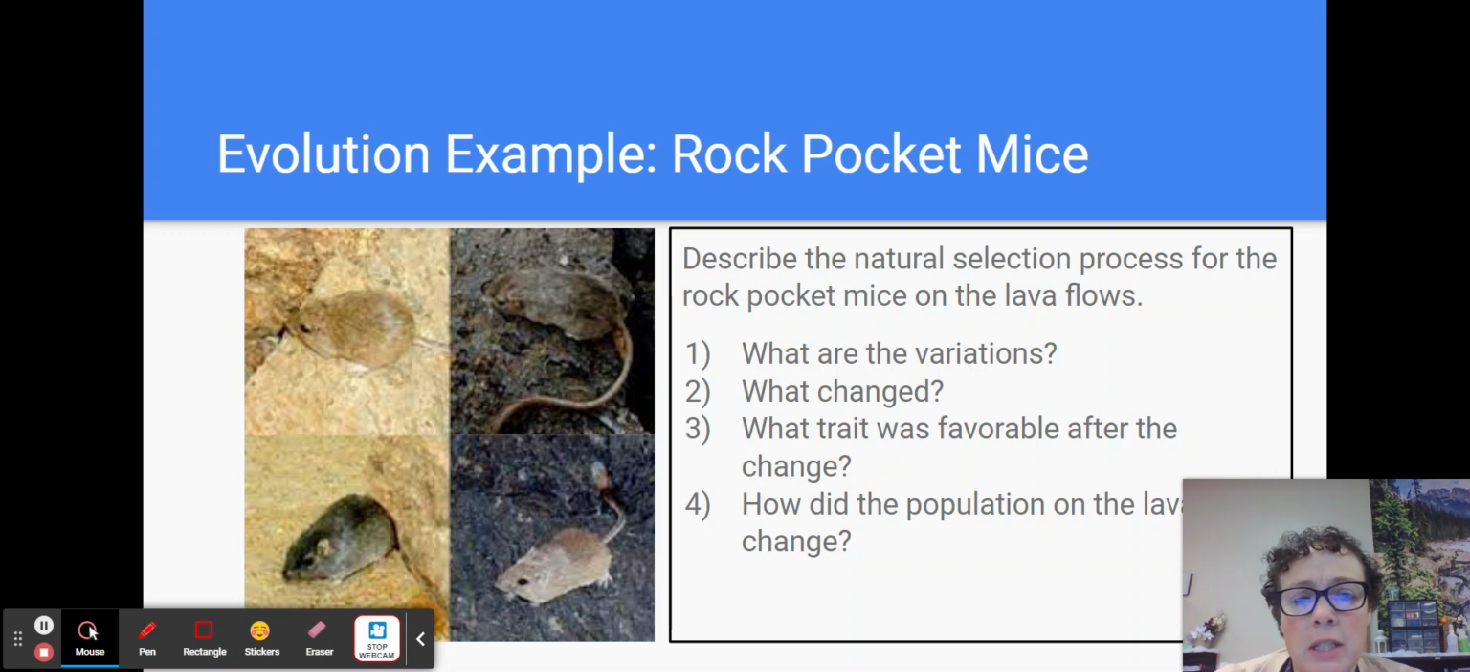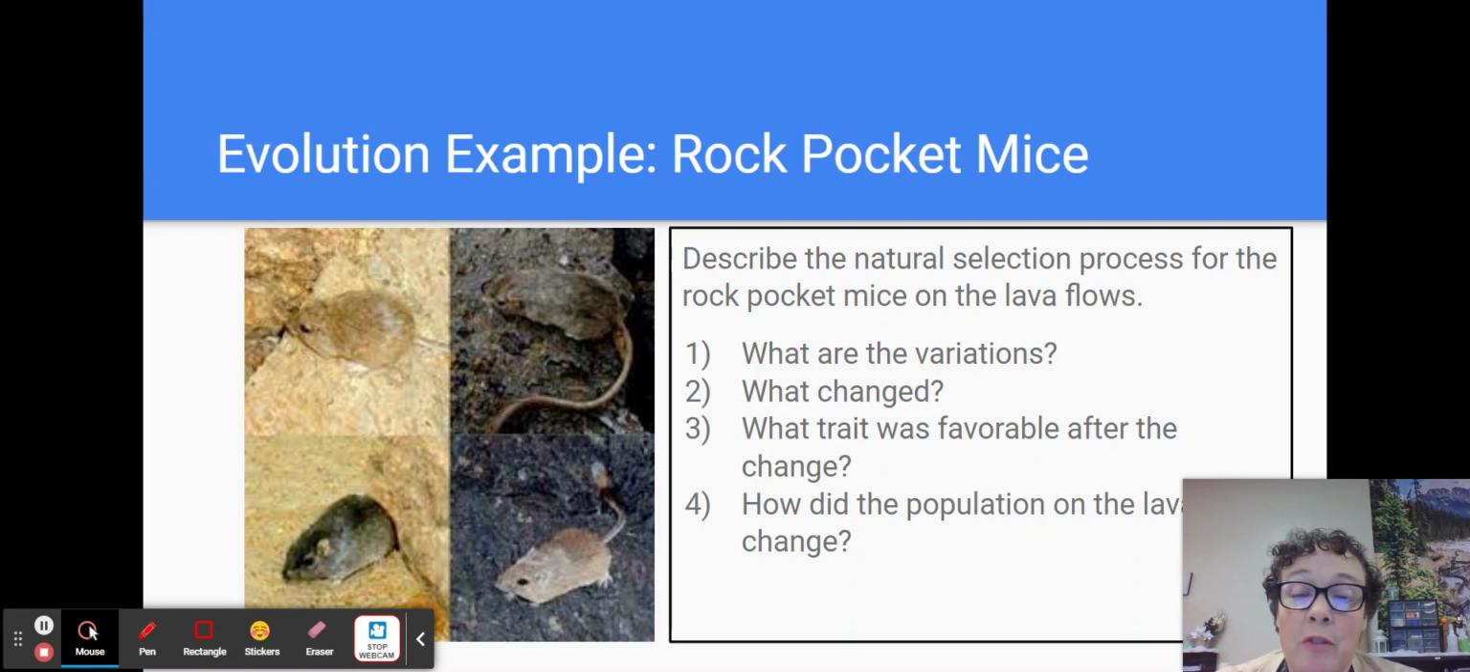What variations existed with the rock pocket mice? There were tan rock pocket mice, and there are black rock pocket mice. What changed in the environment? There was a lava flow that changed some of the rock from tan to black, meaning that the predators were more easily able to see the tan rock pocket mice.